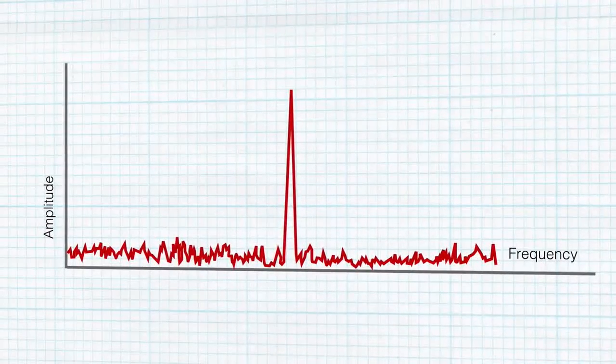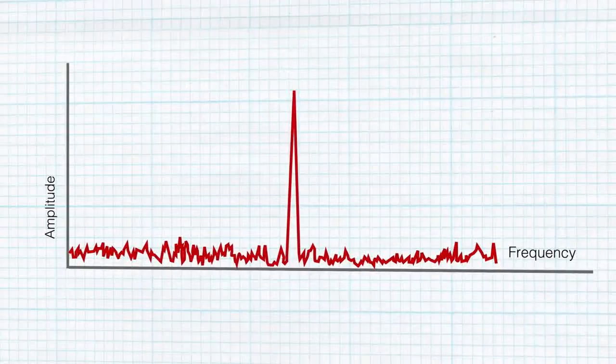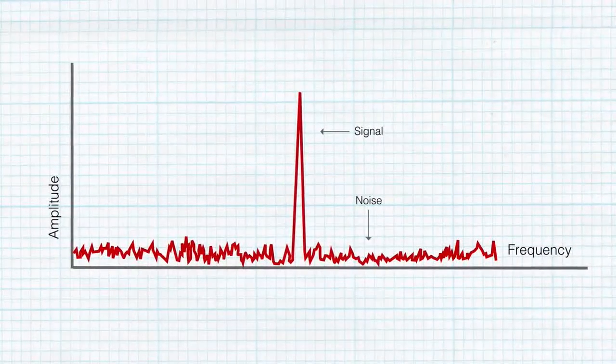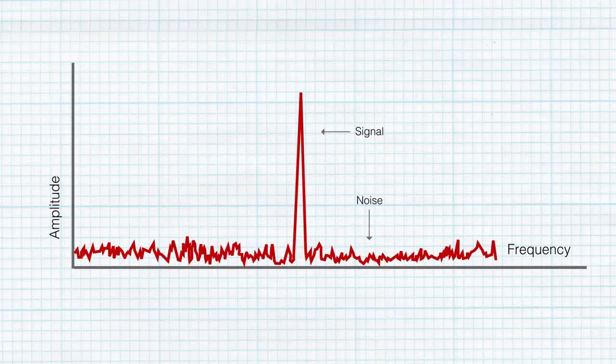It's like tuning a traditional radio receiver over a band of frequencies and marking the points where the signals occur, except that the spectrum analyzer indicates the amplitude of all the signals with a high degree of accuracy.